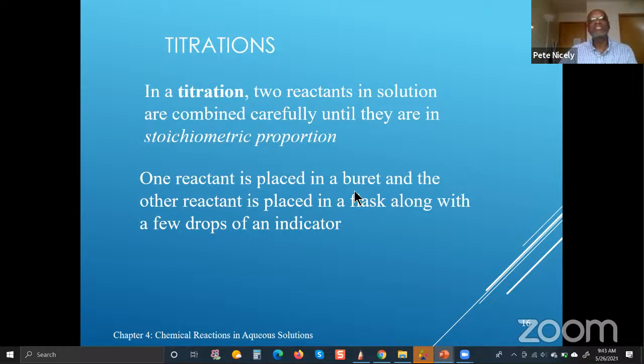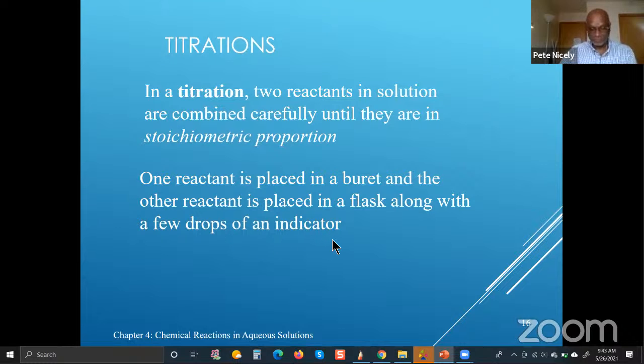The burette basically measures the amount of liquid that is dispensed from it. In the experiment that you'll be doing, at least one of them, you'll be using the burette to dispense the base, all right? And the other reactant will be placed in a flask along with a few drops of the indicator. The other reactant will be the acid, which will be placed in a flask, and then a few drops of the indicator will be added.